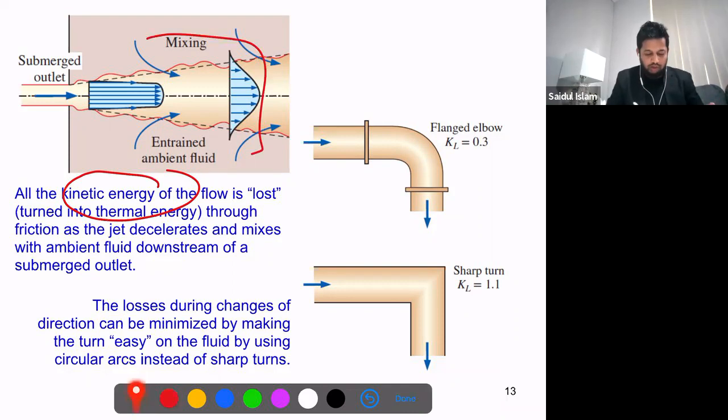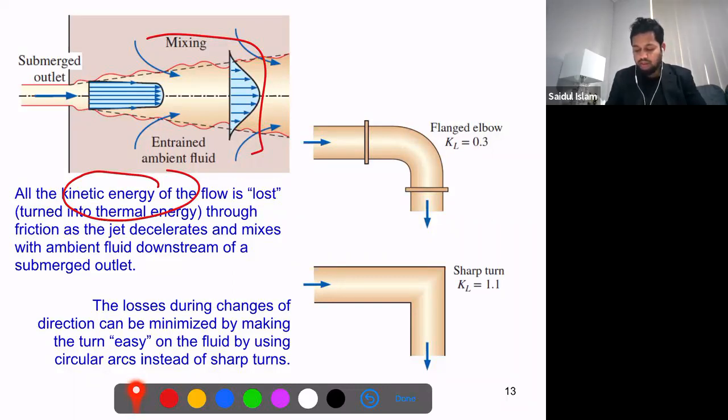So basically, this shape will not affect your minor loss when it is submerged into any other ambient fluid, water or air, whatever it is. It will then gain a zero velocity. So this shape will not affect the overall minor loss.